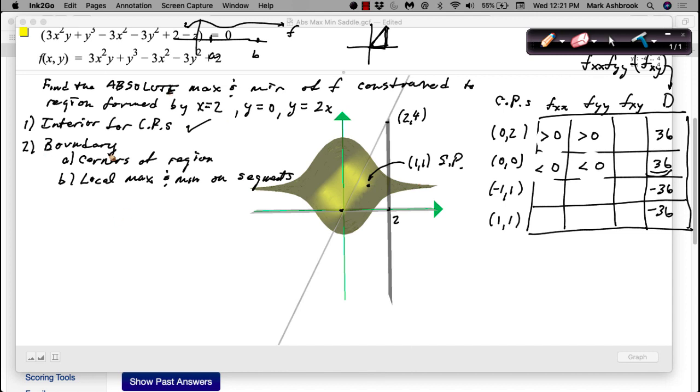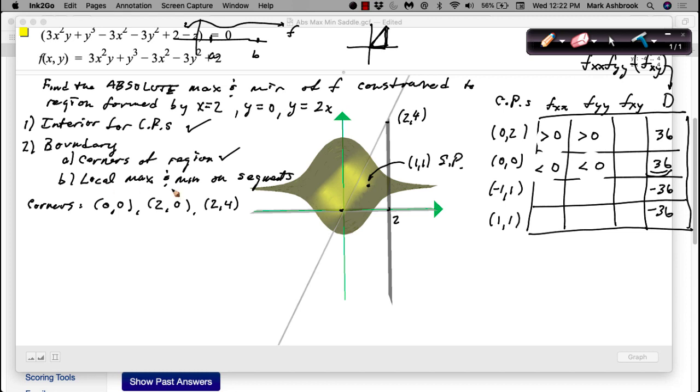All right, so now we're to the boundary. So let's start with the corners. So the corners are 0, 0, 2, 0, and 2, 4. So these are potential candidates for absolute max and absolute min. So we'll just get all our candidates, and then we'll evaluate them in the function to get the z's later. So we got the corners.